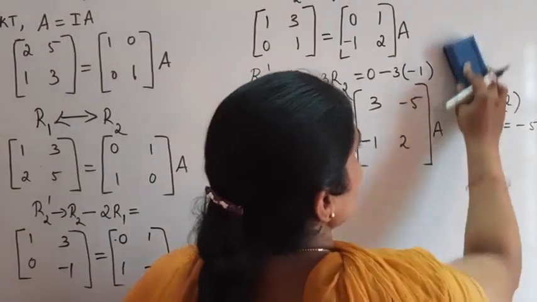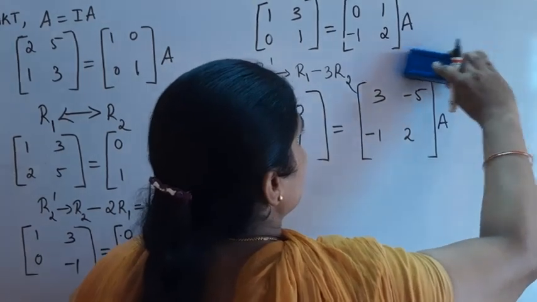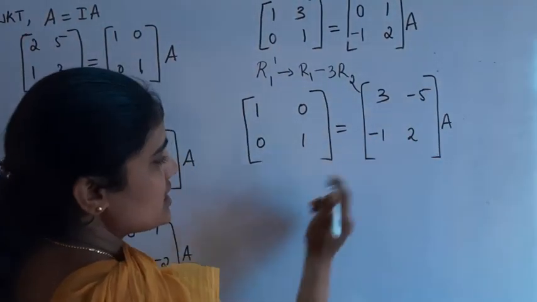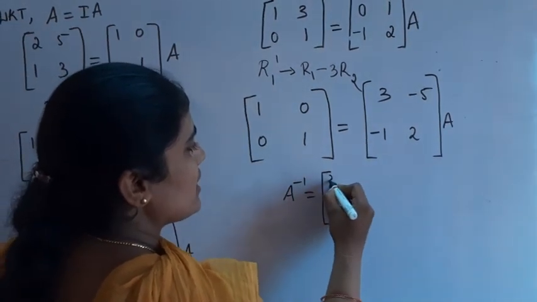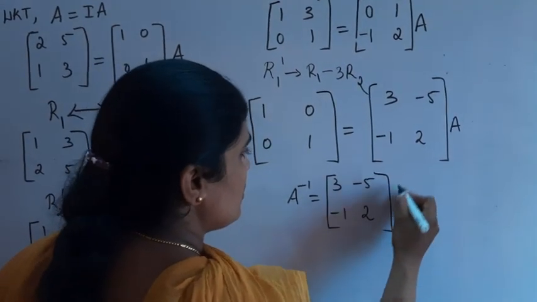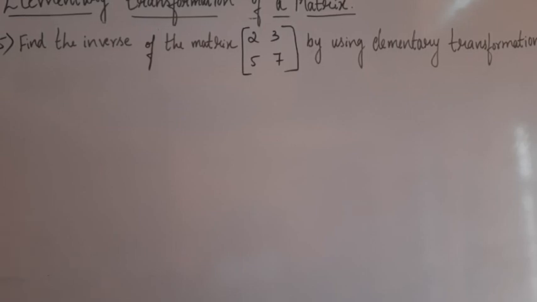So therefore we are getting that. Here I is equal to B into A form. Therefore this is the inverse. Therefore A inverse is equal to the matrix 3 minus 5, minus 1 2. So see the next one.